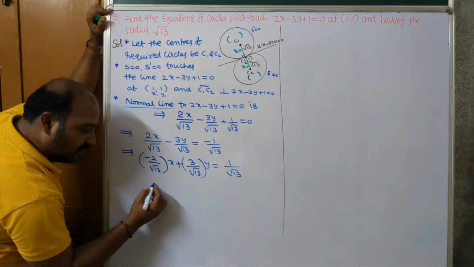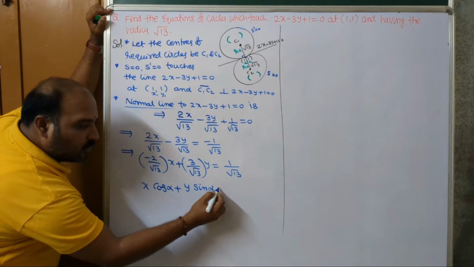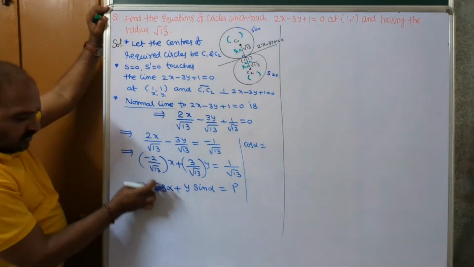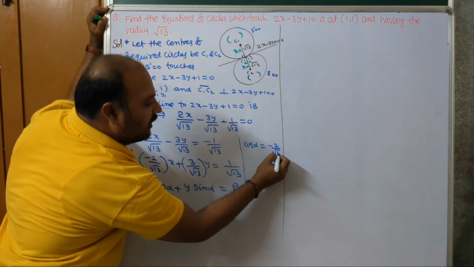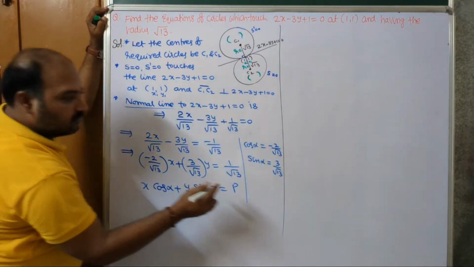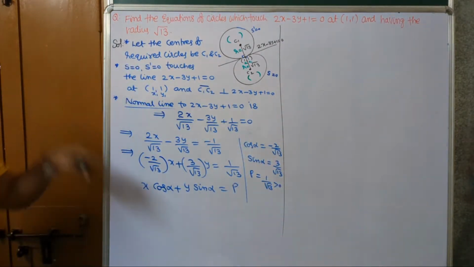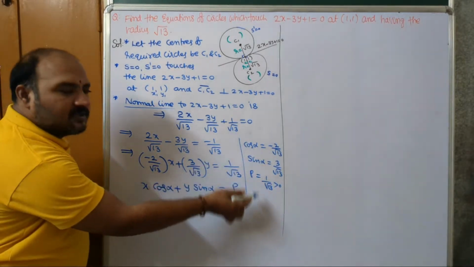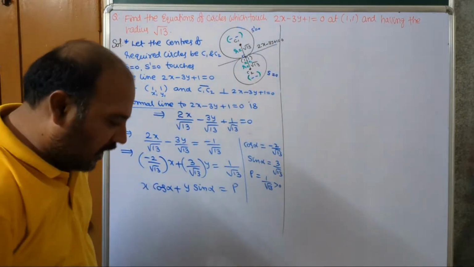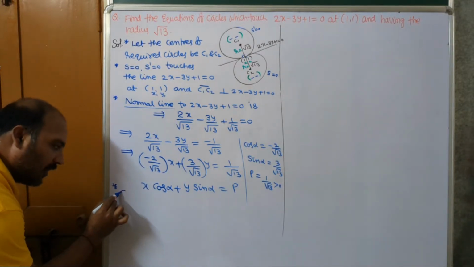Compare this equation with x cos alpha plus y sin alpha equal to p. Here cos alpha equal to minus 2 by root 13, sin alpha equal to 3 by root 13, p equal to 1 by root 13, which is greater than 0. So this is the way. Now I want to get the centers of these two circles, C1 and C2. How to get the centers? The coordinates of the centers.